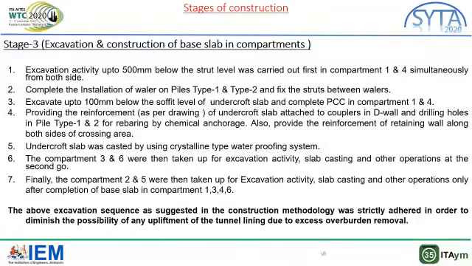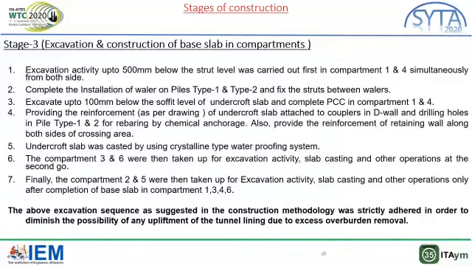Stage 3. Excavation and construction of base slab in compartments. Excavation activity up to 500 mm below the strut level was carried out first in compartment 1 and 4 simultaneously from both sides. Complete the installation of whalers on pile type 1 and type 2 and fix the strut between the whalers. Excavate up to 100 mm below the soffit level of undercroft slab and complete the PCC in compartment 1 and 4.